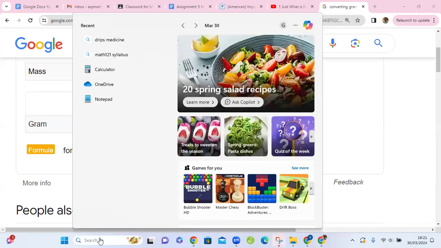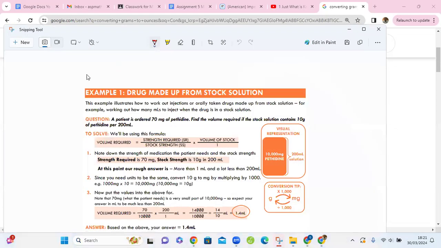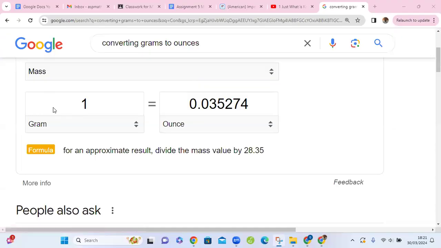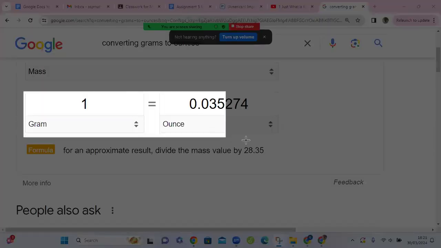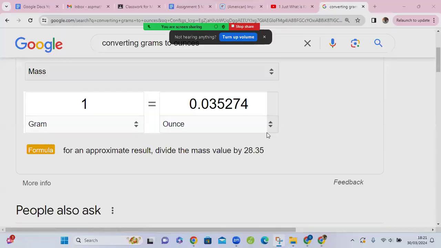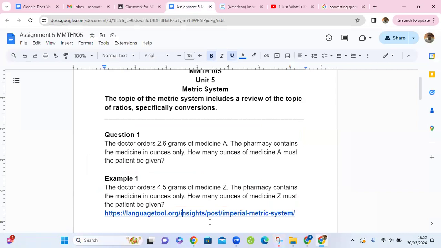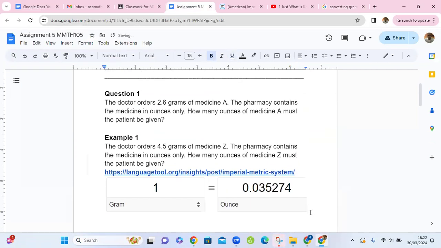So we can search our snipping tool and take a new snip of this rate and include it in our working. To begin the solution, we first have to formulate our labeling ratio, grams to ounce.